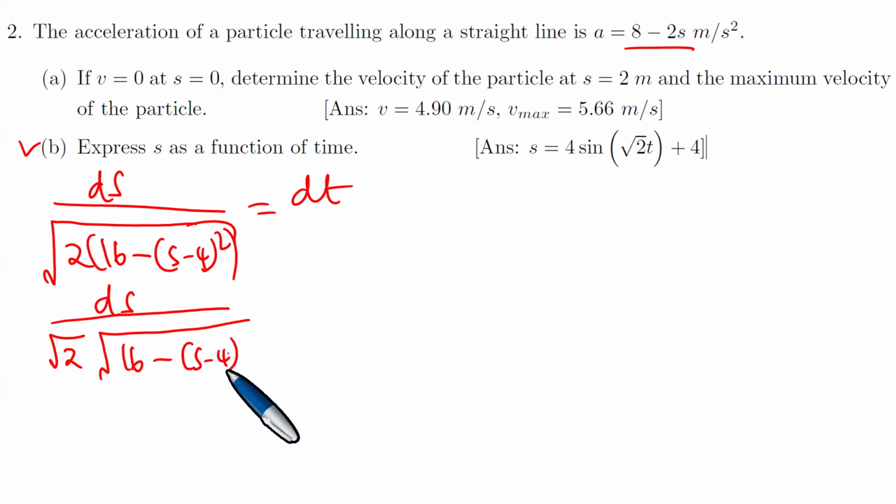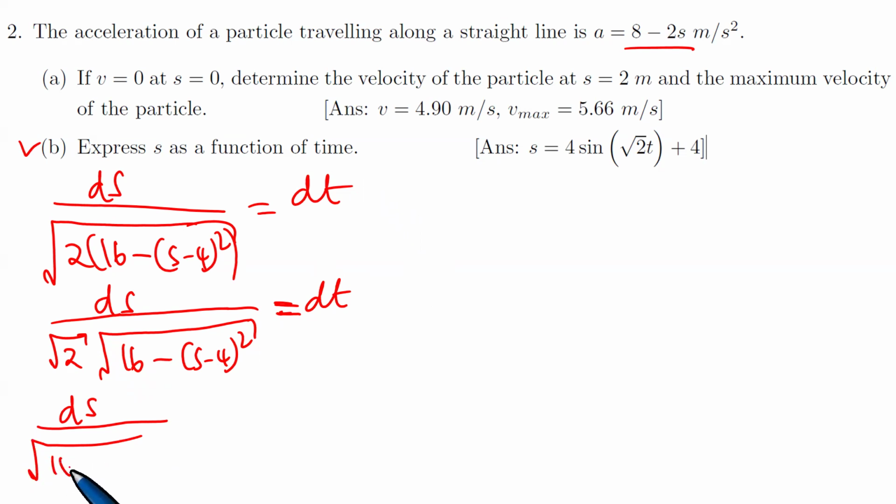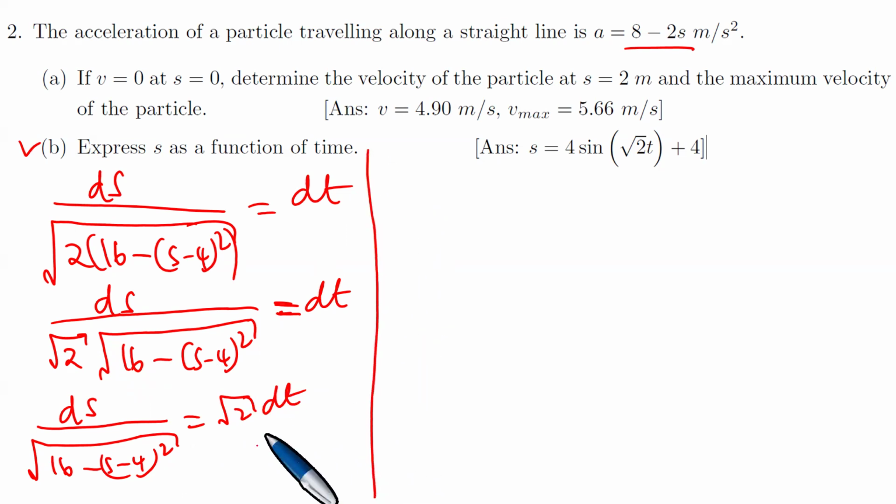The square root of 2 comes out of this, so you can write ds over the square root of 16 minus (s minus 4) squared equals the square root of 2 dt. Let us find the integral of this.